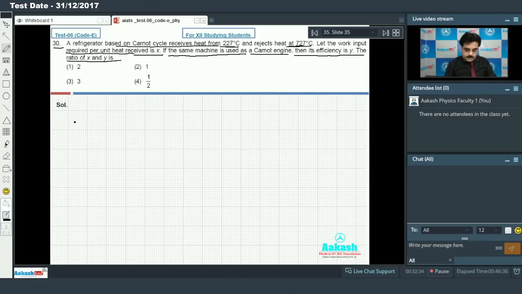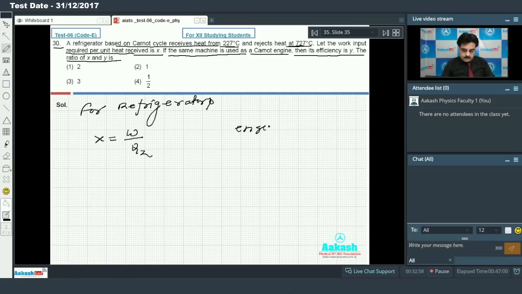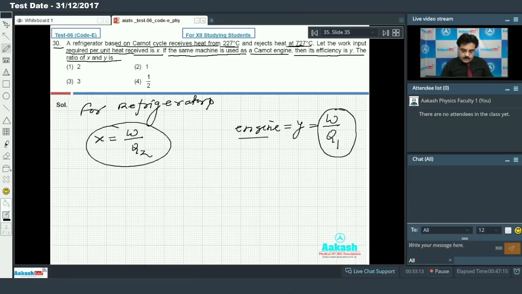First I am going to take the refrigerator. For the refrigerator, X is equal to the work upon Q2. Similarly, if I take the engine, I will write Y, and that is work upon Q1. X is W upon Q2, and for the engine Y is equal to W upon Q1.